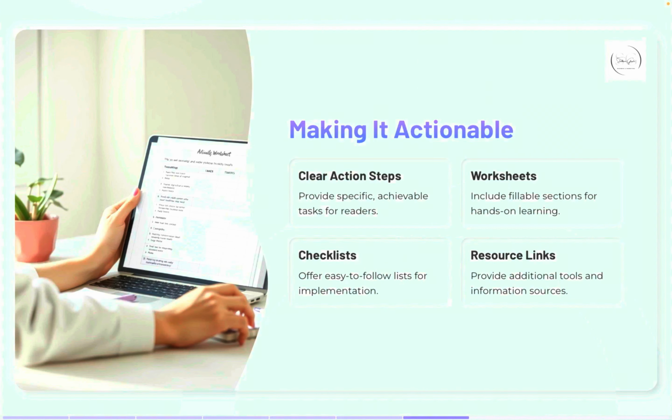Some quick tips to making your lead magnet more actionable. Use clear action steps, provide specific, achievable tasks for readers, use worksheets, checklists, and resource links. I'm not going too deep because it's going to take too much time. So just be sure that, let me give an example to close this. In a budgeting guide, include a 5-minute budget setup. It will be a section that helps users kickstart the process immediately, like a worksheet, you can say.